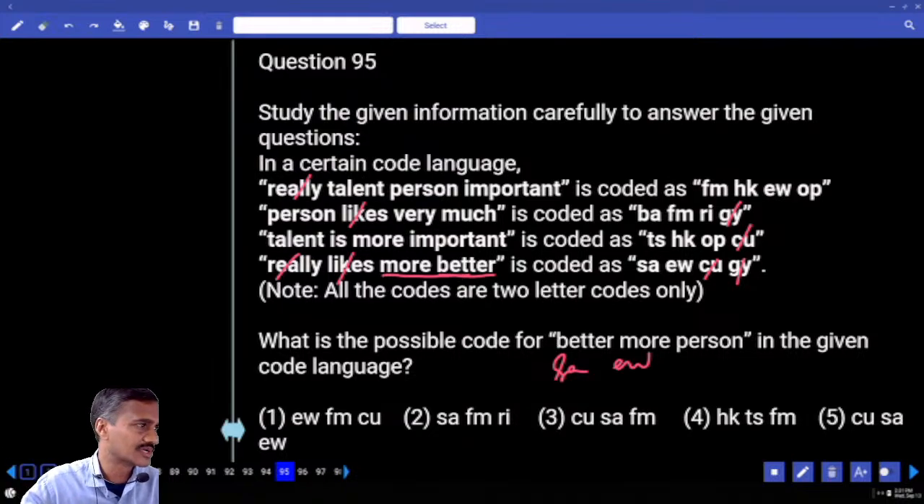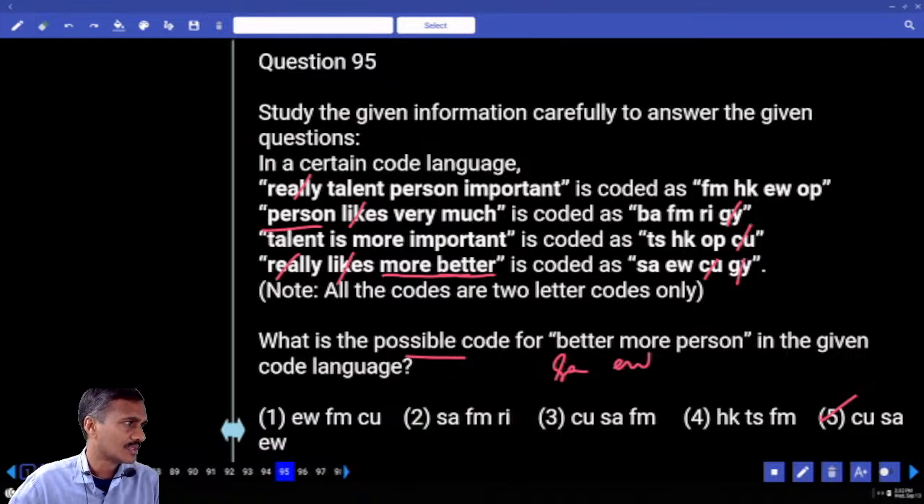Hence, more and better, now we need to have SAEW in any order. And more and better. Now we have person. Now person is there in this one. Likes very much here. Likes is common, and so we are able to find out the code for this one, likes. And EWHK and likes and BAFMRI. Then what can be the code? What is the possible code? SAEW, where is this SAEW? Now SAEW only in choice 5.